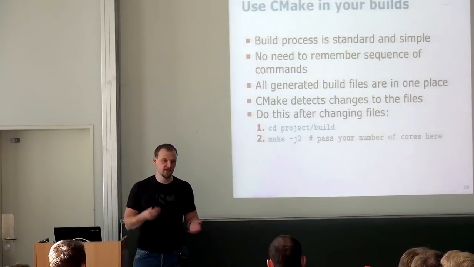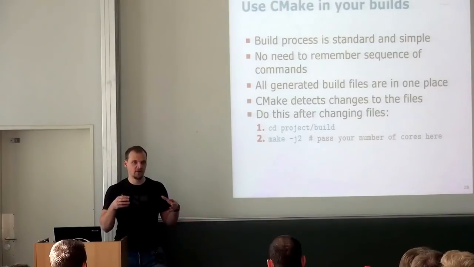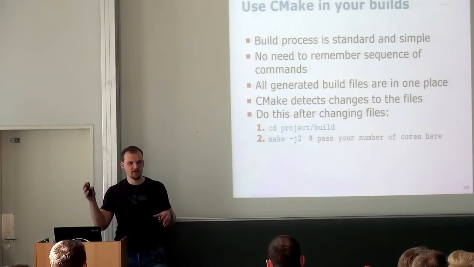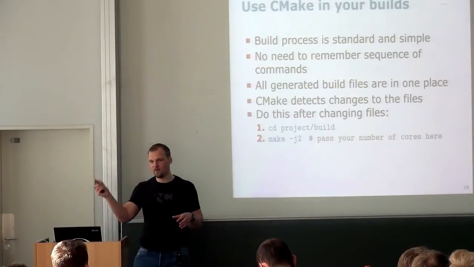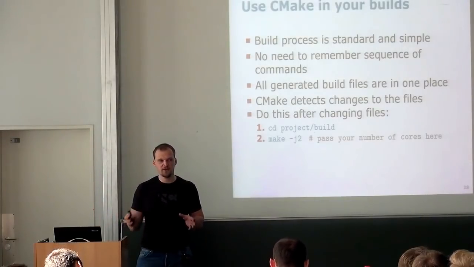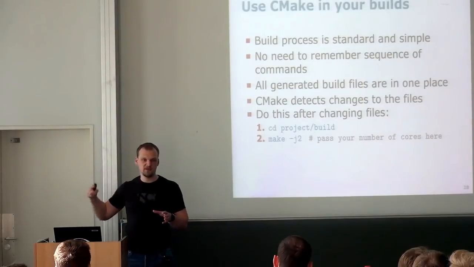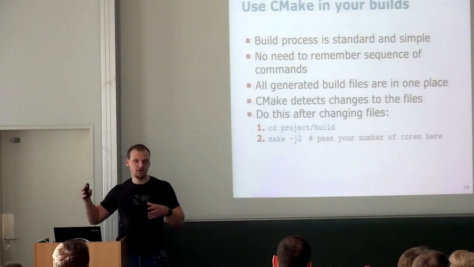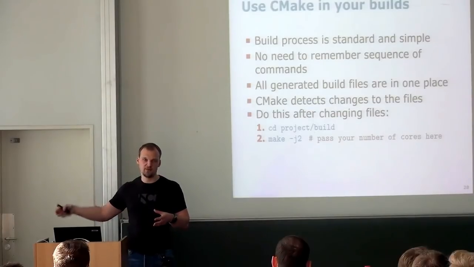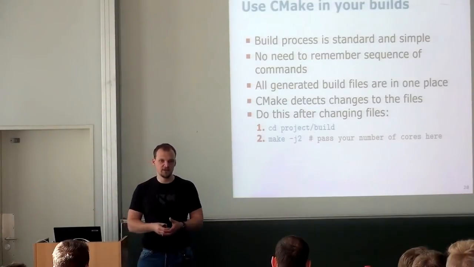And the cool part is that if you have a project and you change one file that touches only one small library, CMake is really smart. It will only rerun CMake if needed, and make will only rebuild the code that needs to be updated, not all the code. So it makes it really efficient.